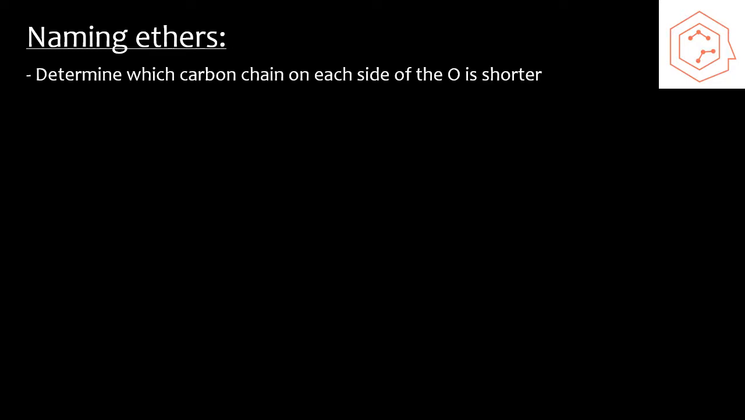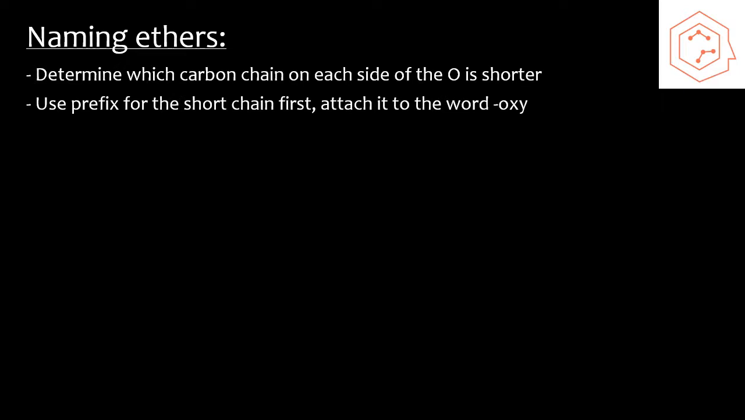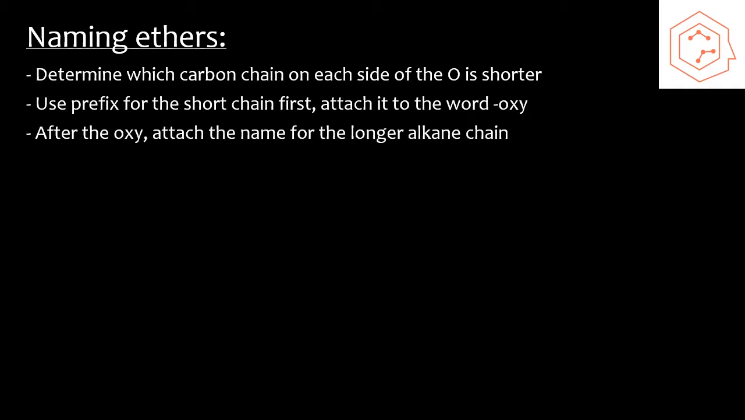So when we're naming ethers, there are two different methods we could take. The first method, which is also the IUPAC method, will use the word oxy within the name. First, we have to examine the length of the carbon chains on both sides of the oxygen. The longer or more complex chain will be used as the base of the word. To start the name, we will use the prefix for the shorter carbon chain. Then we attach it to the word oxy, and then attach the full name for the longer carbon chain afterwards.